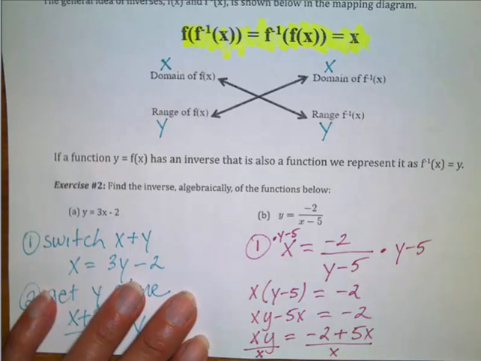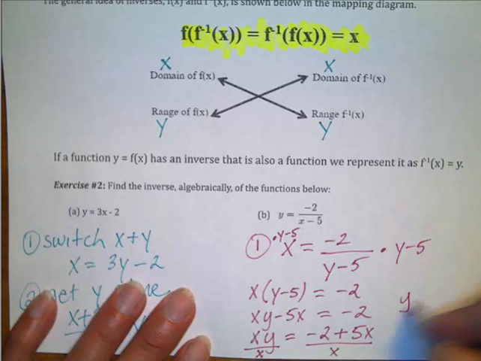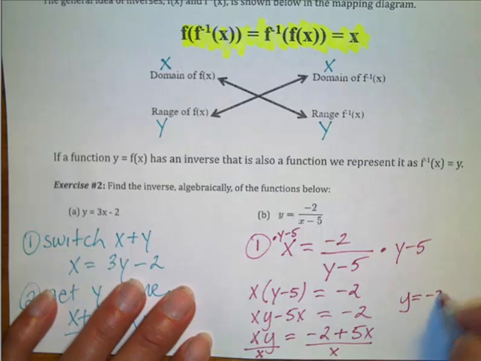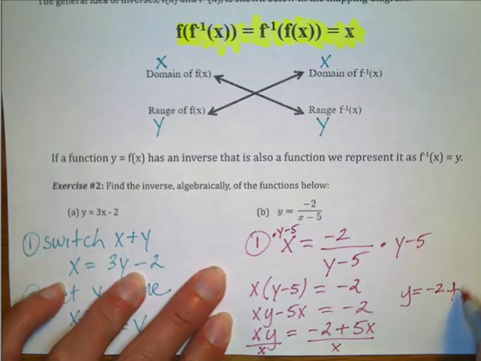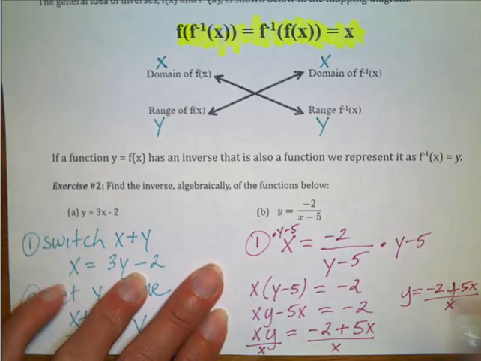Do not divide those two x's out, because there are two terms on top. You need to divide both of them by x. Well, it doesn't go into the -2, so my answer is y equals -2 plus 5x all over x. That is the inverse.